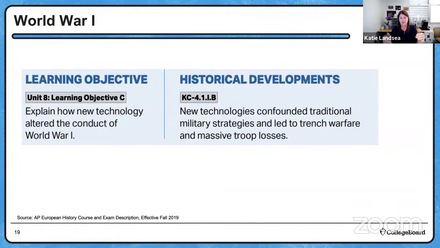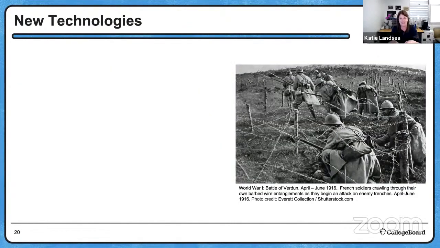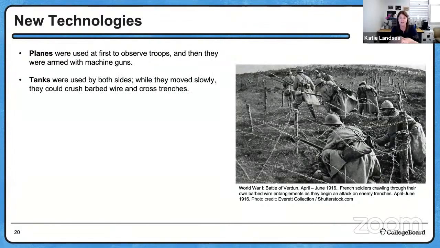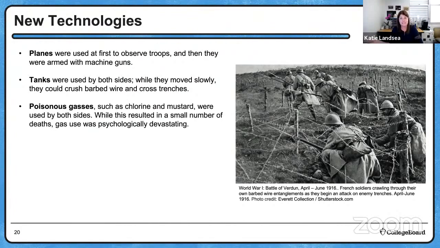So very quickly, we're going to go through some of the new military technology that comes out of World War I. My students usually really like this. You can see on the right here a picture of the Battle of Verdun, and the barbed wire that they're crawling through. We have planes that are used in World War I, at first more for observation and reconnaissance, and later on they are armed with guns. Tanks are used by both sides because they can crush through that barbed wire and cross over the trenches.